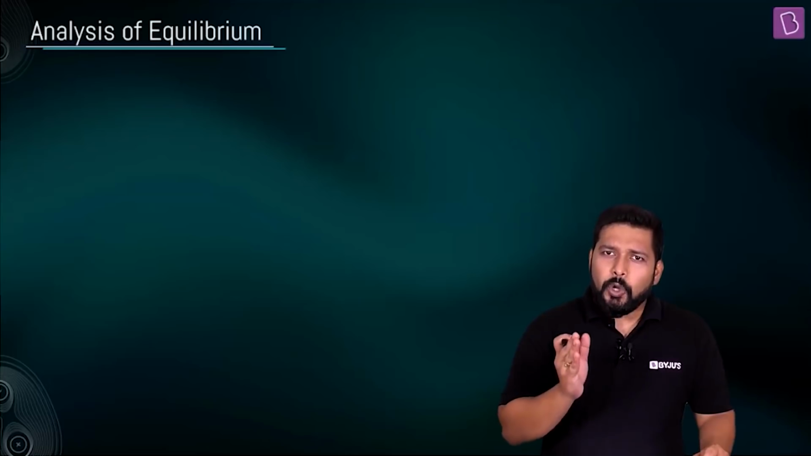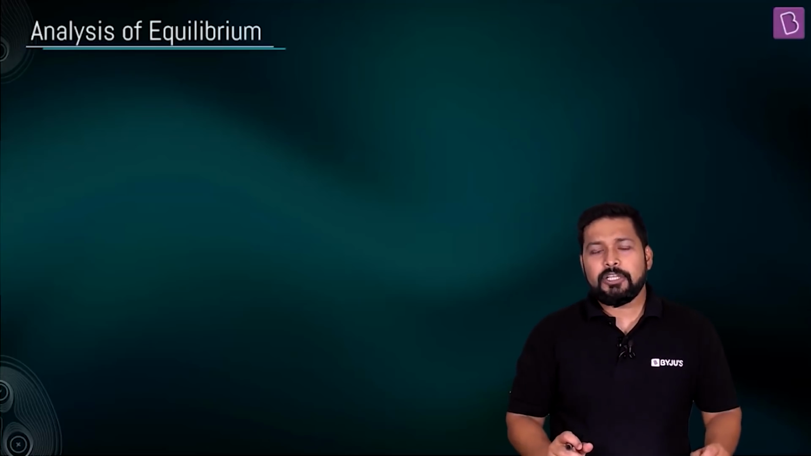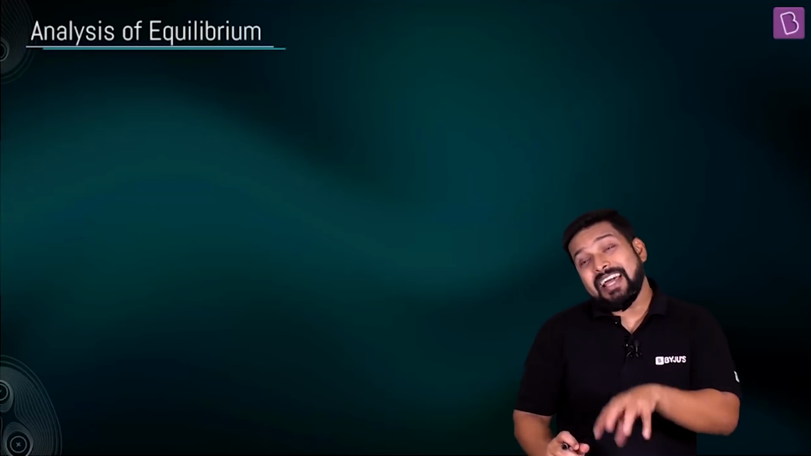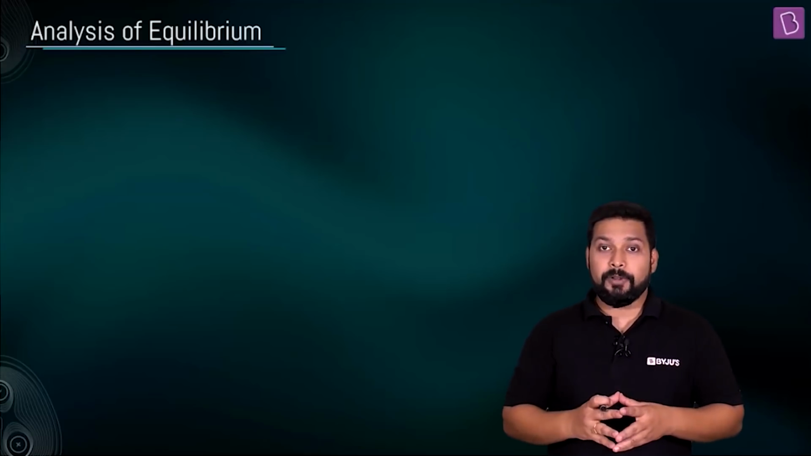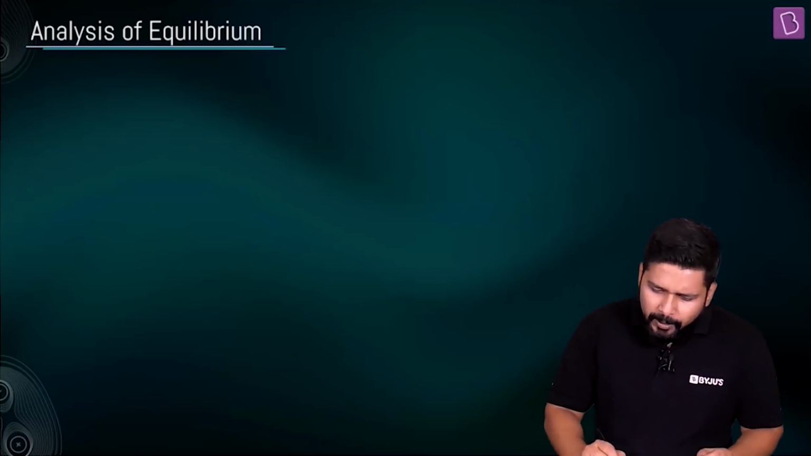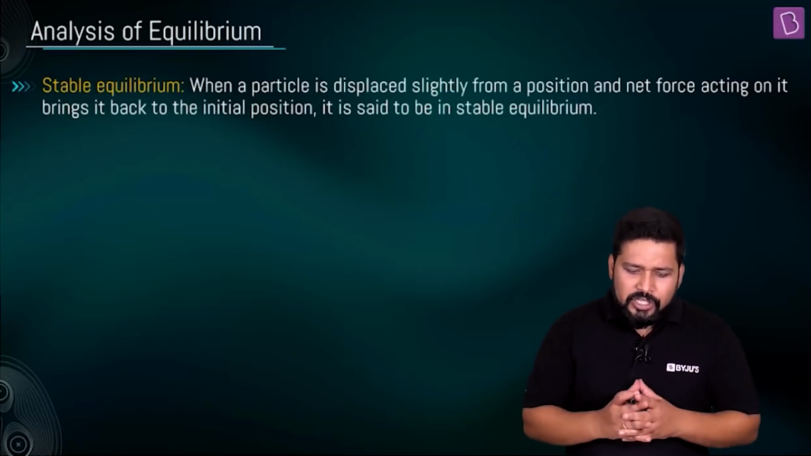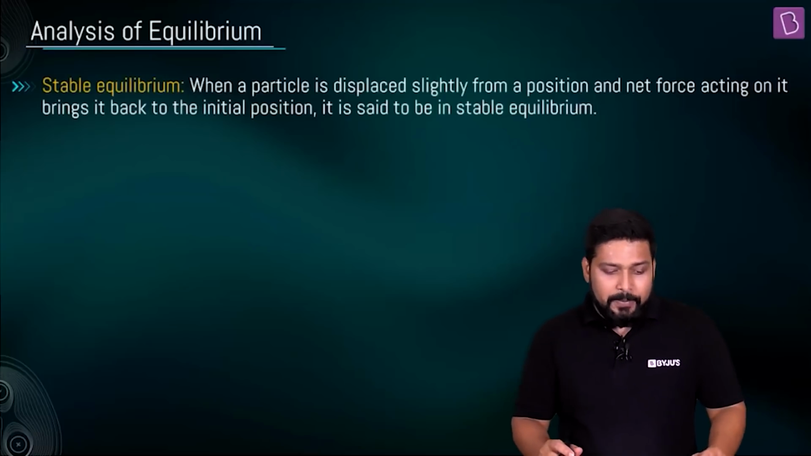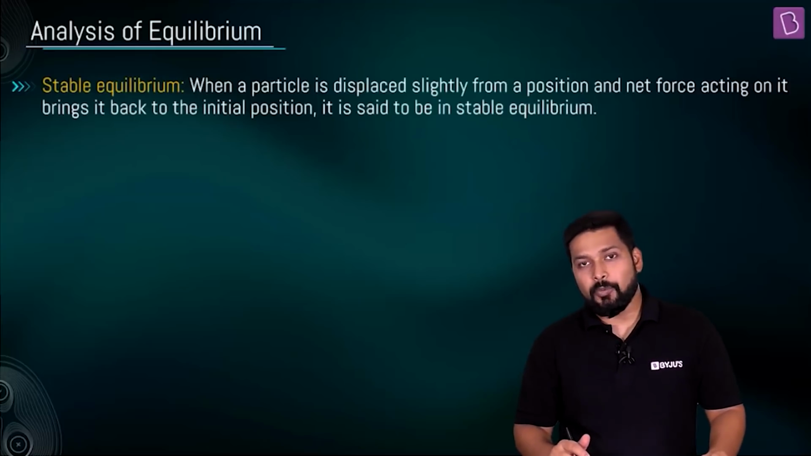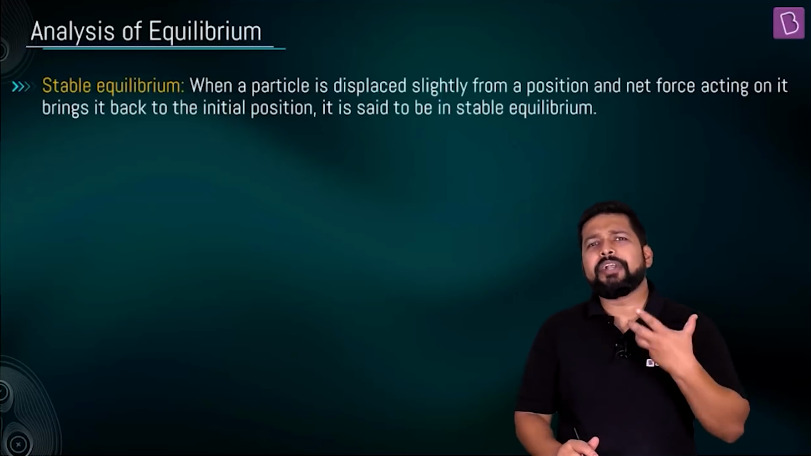Now, equilibrium does not mean that if you displace it from its mean position, it's going to come back, because we have seen that there are types of equilibrium. There was stable equilibrium and there was unstable equilibrium, right? So if I talk about stable equilibrium for a charge, then what I can say is that when a charge is displaced slightly from its position, the net force acting on it brings it back to its initial position, and it is said to be in a state of stable equilibrium. Okay, all right. Now let's understand how it happens actually.